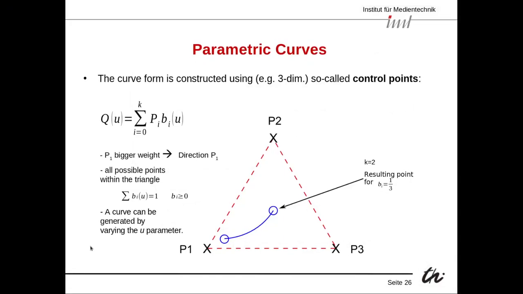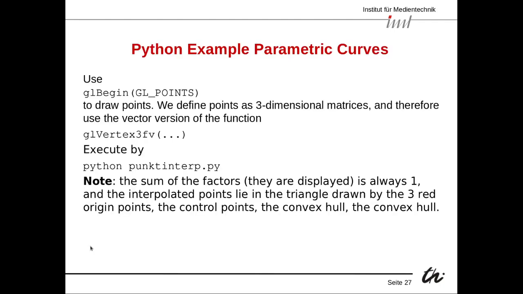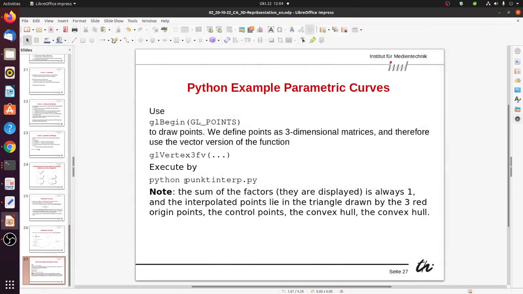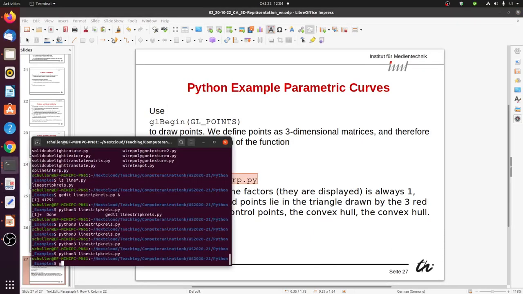So that's convenient. Basically we have building blocks, and those building blocks are our control points and the polynomials. And here you can see how you could do it in Python OpenGL. We would use again our GL points. We would define our vertices, and then the interpolation is done in this Python function interp.py. So let me open it to see what's inside. So gedit.